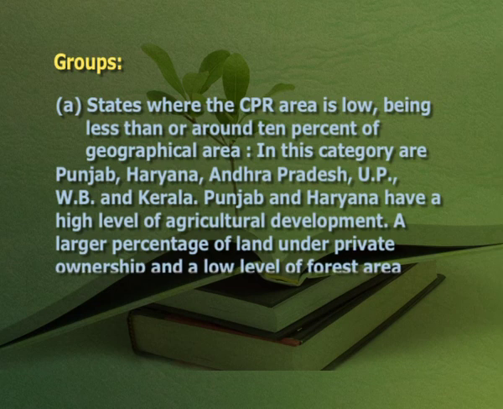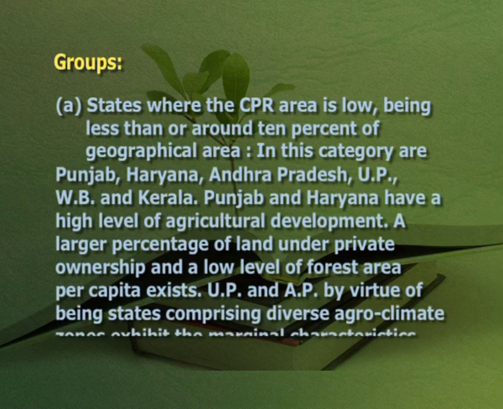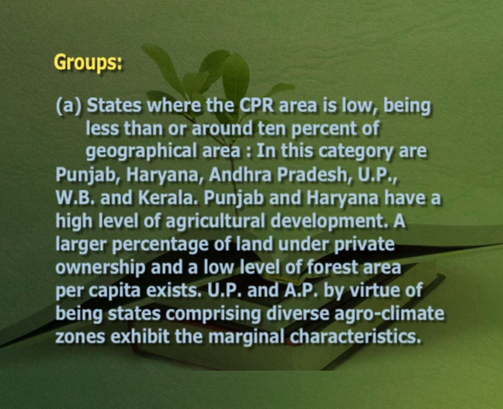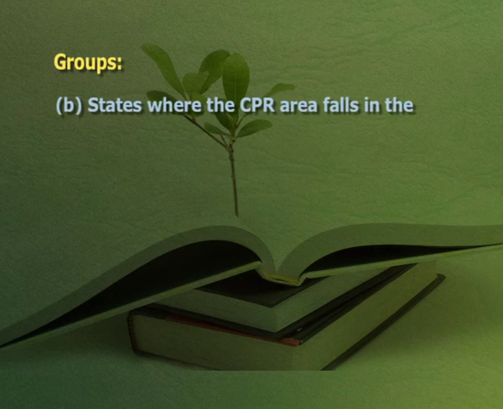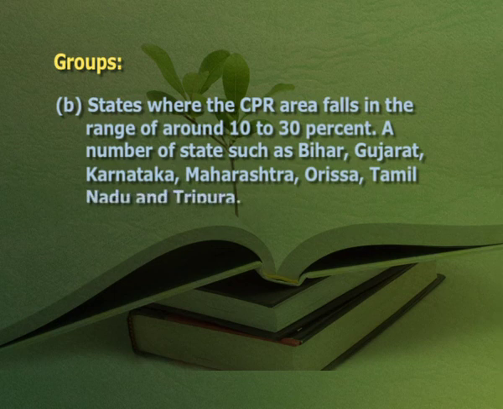Punjab and Haryana have a high level of agricultural development. A larger percentage of land under private ownership and a low level of forest area per capita exist. Uttar Pradesh and Andhra Pradesh, by virtue of being states comprising diverse agro-climate zones, exhibit marginal characteristics. B. States where the CPR area falls in the range of around 10 to 30%. A number of states such as Bihar, Gujarat, Karnataka, Maharashtra, Orissa, Tamil Nadu and Tripura.